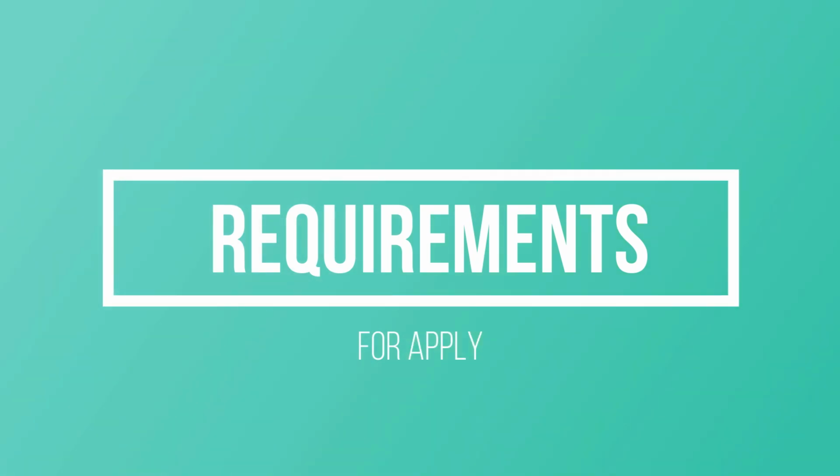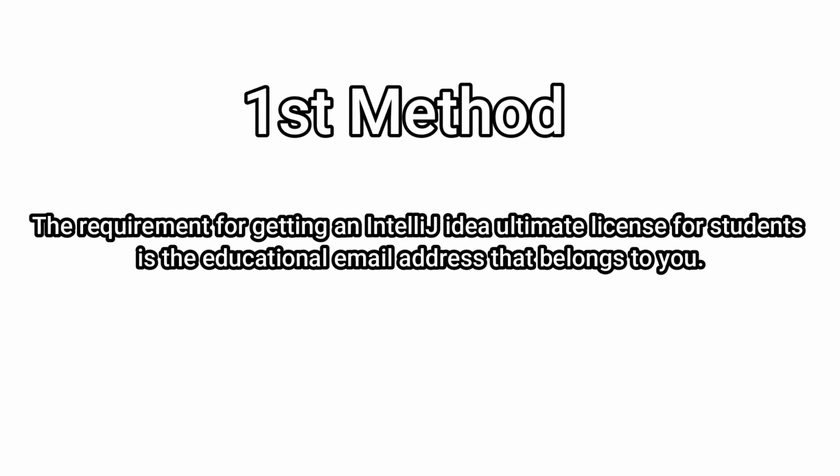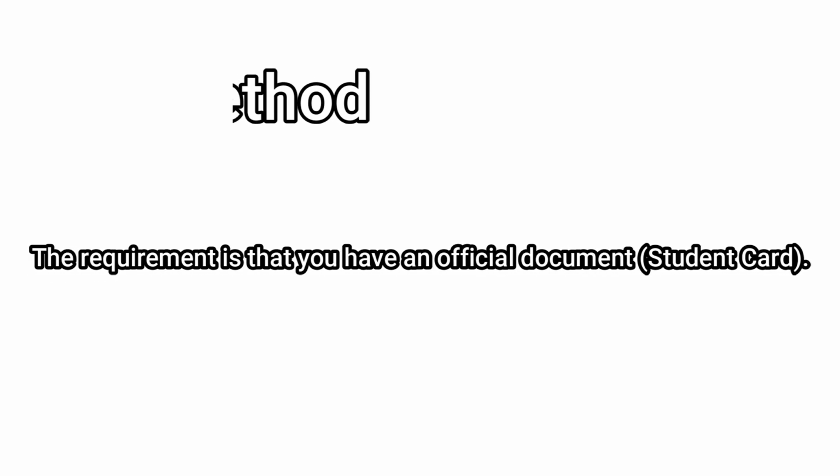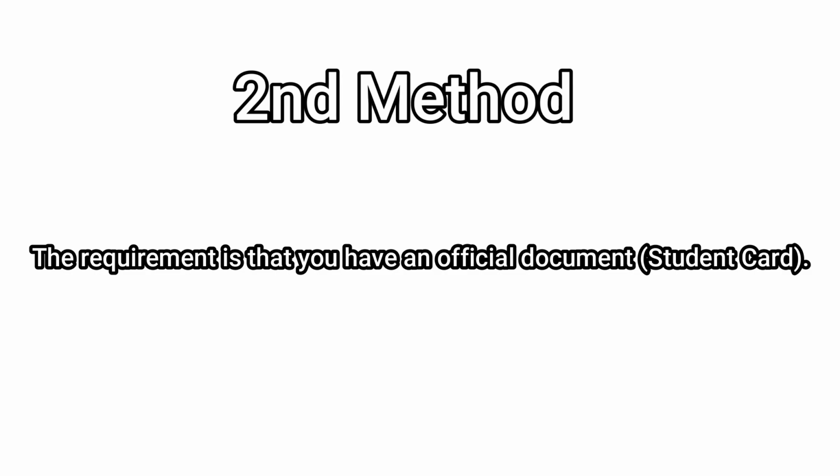Let's get started. Before we dive into the methods, let's discuss the requirements you need to fulfill in order to get the license. There are two methods. The first method requires an educational email address, which is usually provided by your university during enrollment. The second method involves using an official document such as a student ID along with a regular email account.